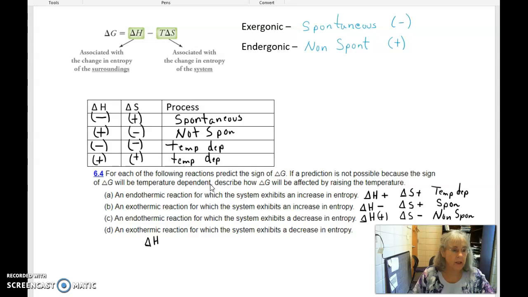Okay, so we have an exothermic reaction here. The delta H is negative. A system exhibits a decrease in entropy, so they're both negative. If we increase the temperature, this is obviously temperature dependent. If we increase the temperature, we would expect to increase the importance of the second term here, which is the positive one, so we will decrease the spontaneity.